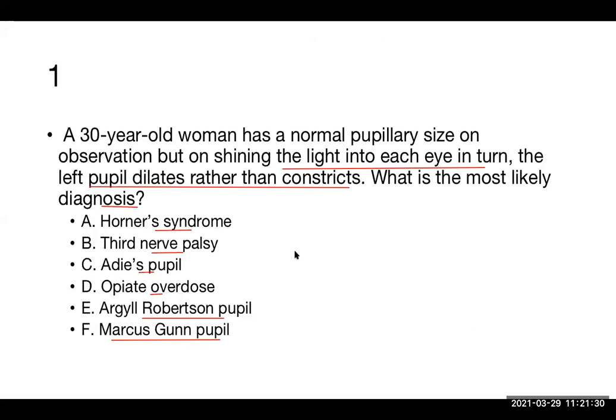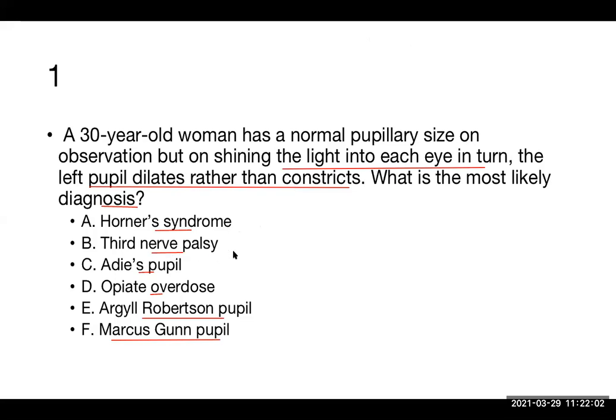Now, in the last class, I talked a little bit about these things. Apart from this question, Horner syndrome: what are the four components of Horner syndrome? Sir, ptosis, anhidrosis, miosis, and enophthalmos. Very good. Excellent. These are the four components, and this case doesn't have any of these characteristic features. So Horner syndrome is ruled out.